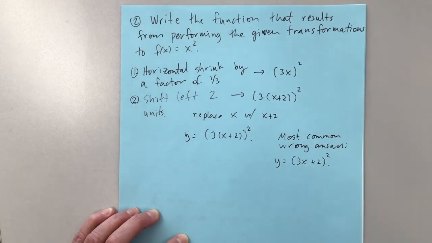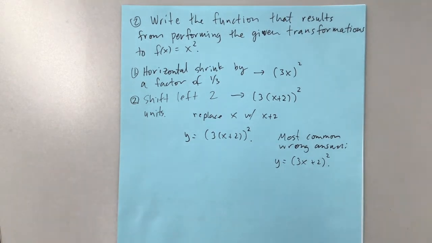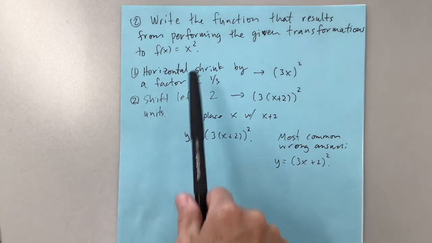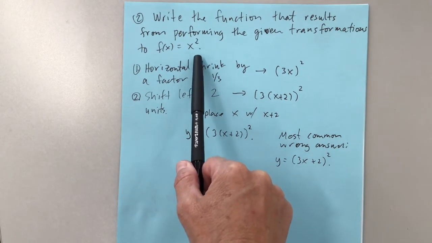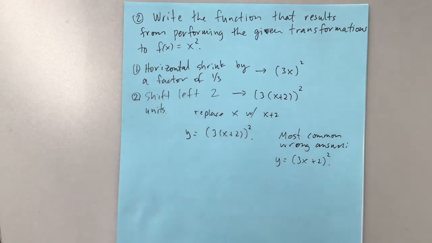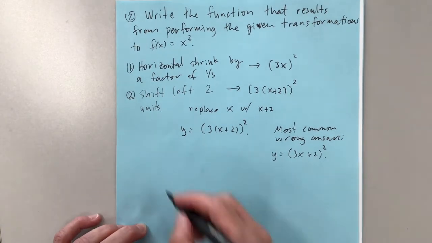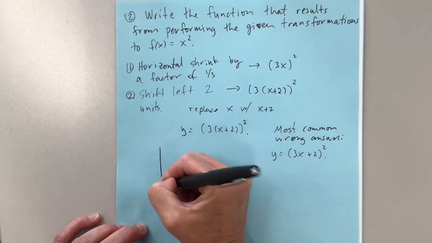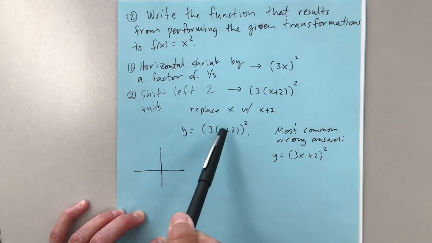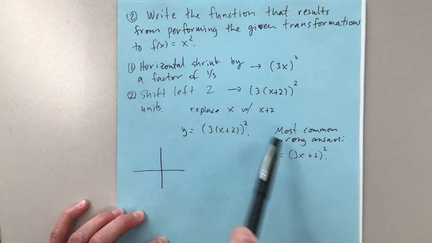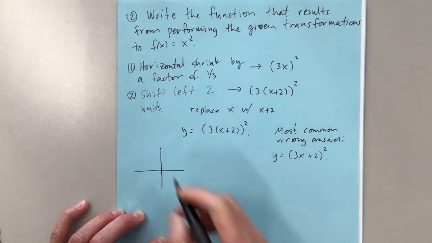Y equals (3x plus 2) quantity squared. So let's take a look at, as I did in the early example, finding out where points go under a transformation. Let's actually find out where 3 important points of y equals x squared go under these two transformations. Okay, so let's look at the graph of y equals x squared. So again, we're going to investigate why it makes more sense that this is the answer than this one.